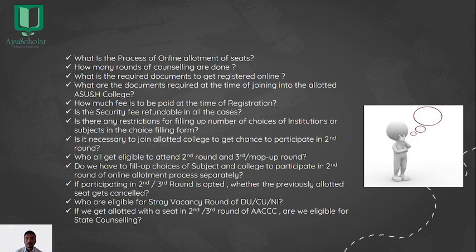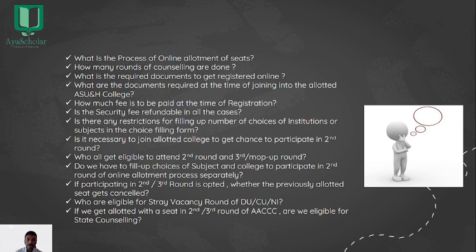In this series, I would like to answer these frequent questions which students usually get confused with. What is the process of online allotment of seats? How many rounds of counseling are being done? What are the required documents to get registered online? What are the documents required at the time of joining the allotted college? How much is the fee to be paid at the time of registration? Is the security fee refundable in all cases or not? Are there any restrictions on the number of choices of institutions or subjects in the choice filling form? Is it necessary to join the allotted college to get a chance to participate in the second round?